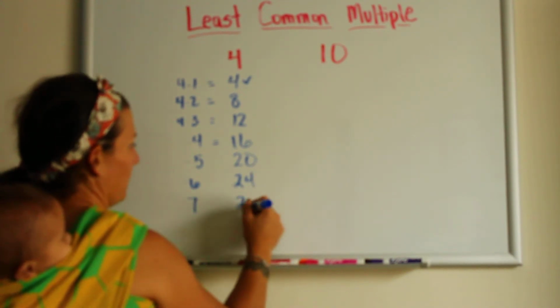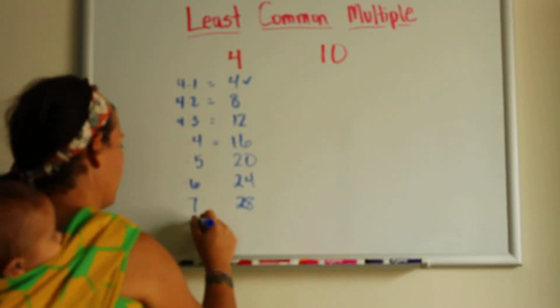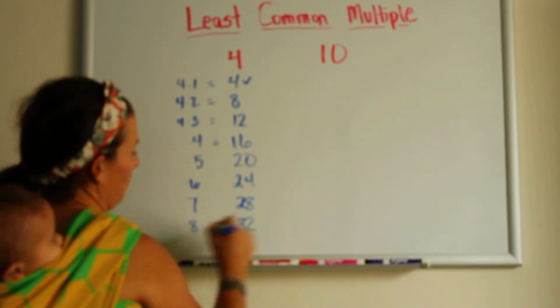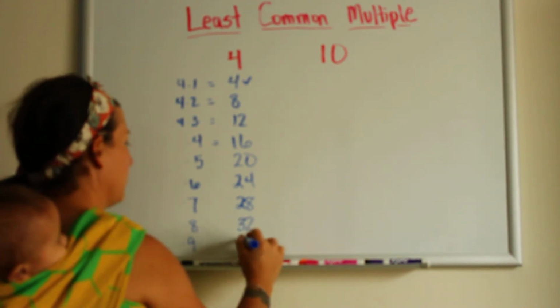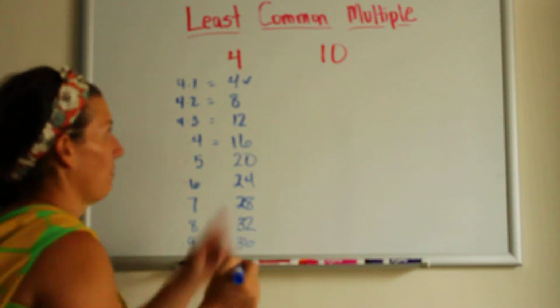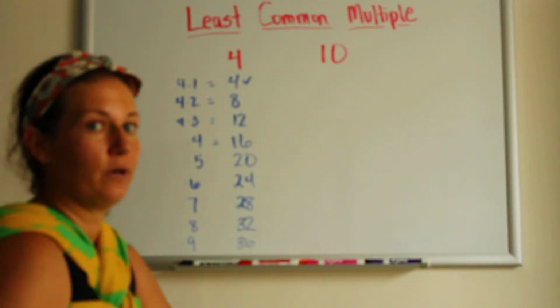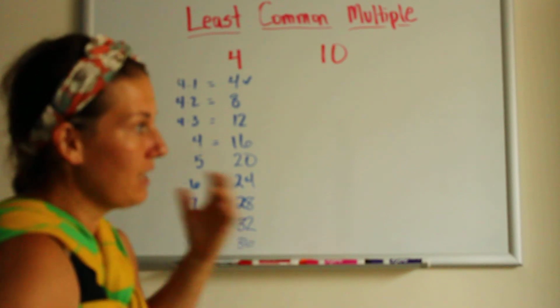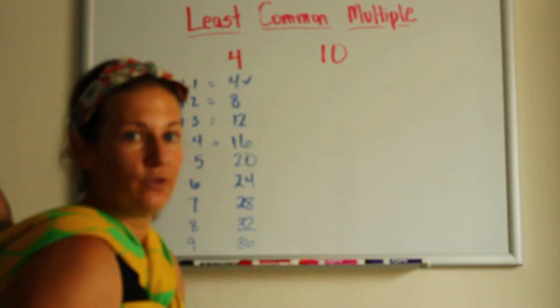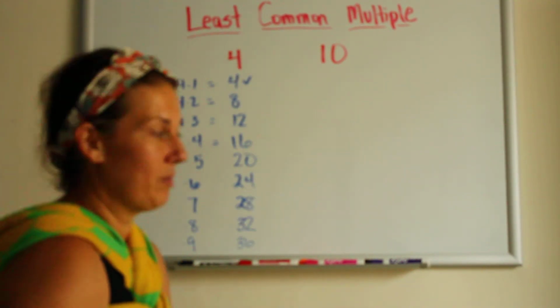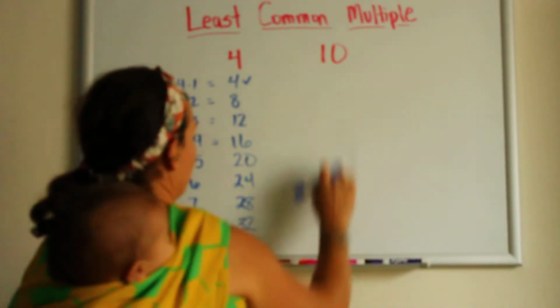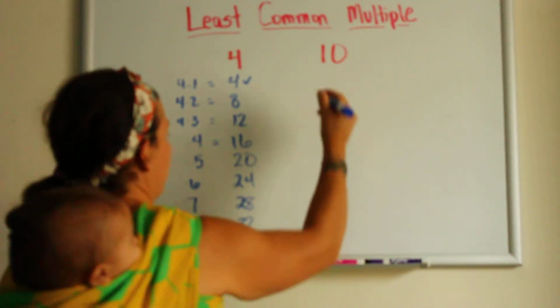4 times 7 is 28. 4 times 8 is 32. 4 times 9 is 36. And if I multiply it by the other number, I'll get 40. Now, 40 will be, if there's nothing in common, then when we multiply the two values together, that will be our answer. Alright, so now we're going to list all the multiples for 10.